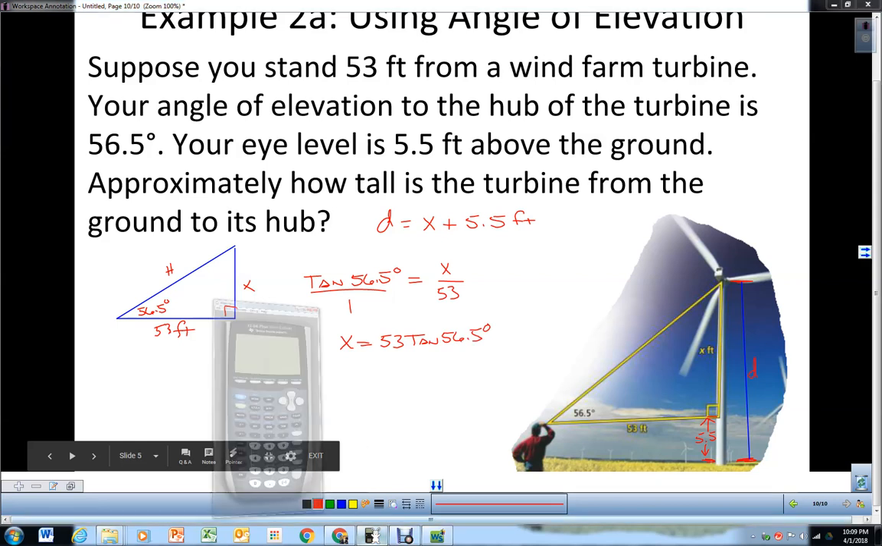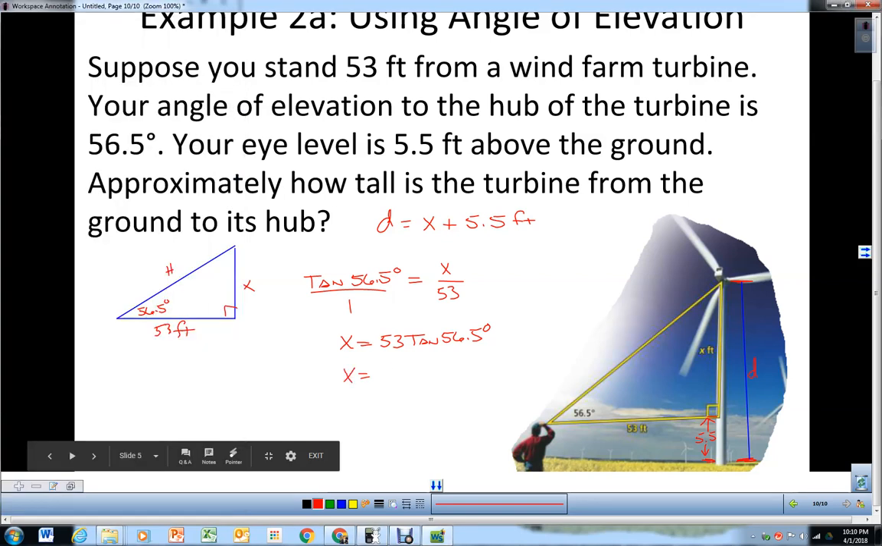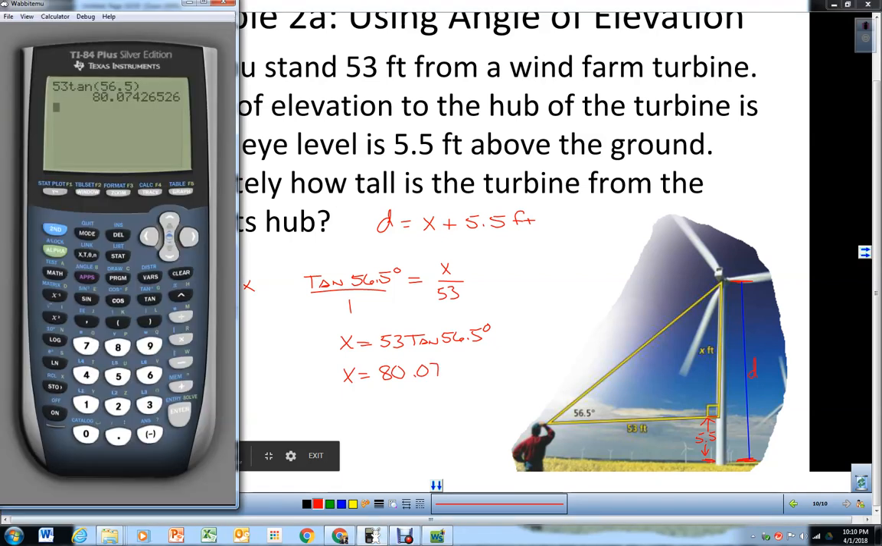So now we'll take out our calculator and see what that measure is. 53 tangent 56.5 equals 80.07. So we're going to say this is about 80.1 feet. We'll just leave it at 80.07 for right now. We'll round it off in a minute.